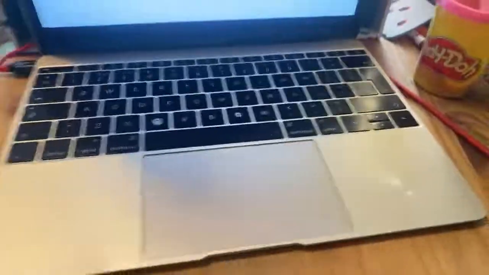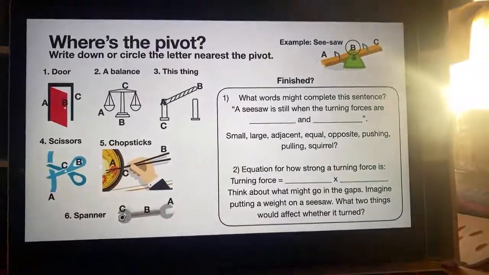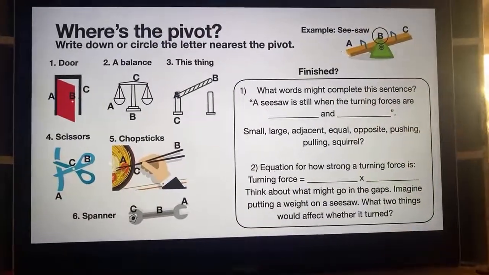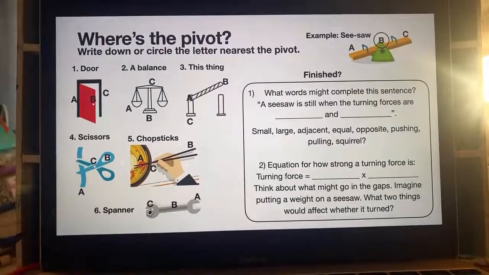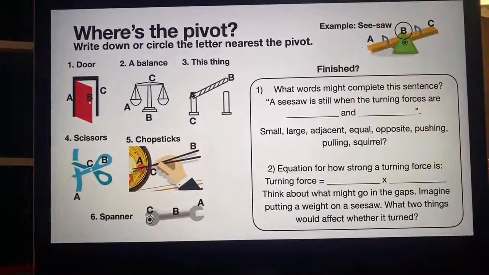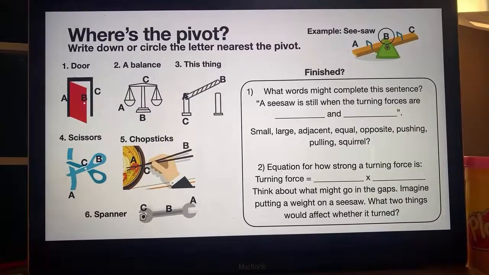All right, I think we've done enough to lead you into the first sheet that I have for you, we're easing in gently, which is, where's the pivot? And I've got you a bit more stuff to think about in case you finish. But what I want you to do is just check that you've understood what a pivot is, and then also start thinking about how things turn around. So we've got 6 items here. I want you to just write down, or if you've got this free printout from my website, you could be circling it.